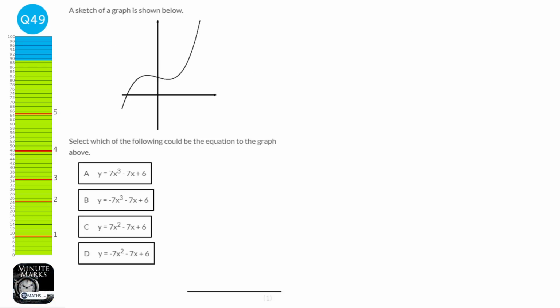With this question, you've just got to know what the different functions look like. So with C and D, we've got quadratic functions. One's a positive quadratic, which is a U shape. One's a negative quadratic, which is a kind of upside down U shape or an N shape. And here we don't have that. So we can get rid of those in our thoughts straight away. A is a positive cubic, which goes up, then down, then up again. And B is a negative cubic, which goes down, up, and then down again. So this one here goes up, down, up again. That's going to be a positive cubic. So our answer is A.